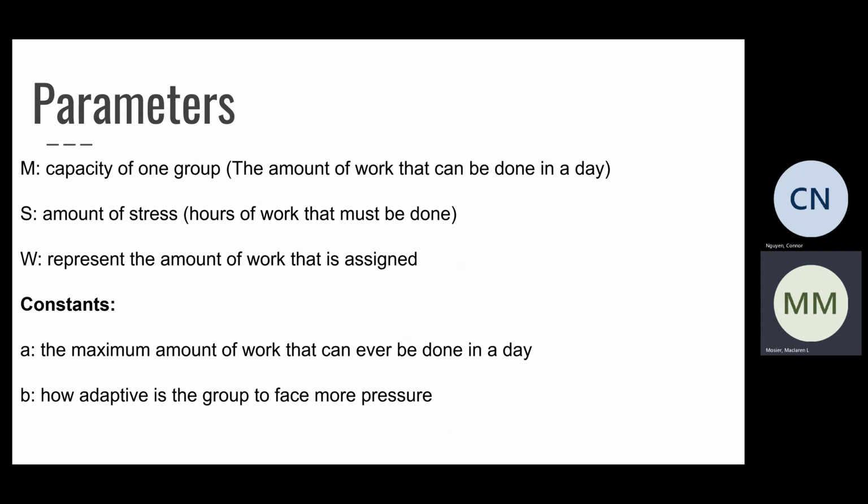We use M to represent the capacity of either group, the total amount of work they can do in a day. S represents stress, the amount of hours of work that has to be done. W represents the amount of work that is assigned based off the schedule. A and B are arbitrary constants. A is the max amount of work that they can ever do in a day, and B is how adaptive a group is when they're faced with more stress.